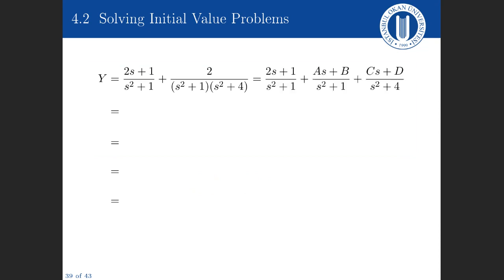Using partial fractions, this is the same as 2s plus 1 over s squared plus 1, plus 2 thirds, 1 over s squared plus 1, minus 2 thirds, 1 over s squared plus 4.